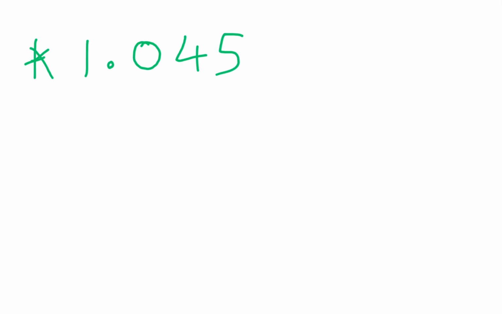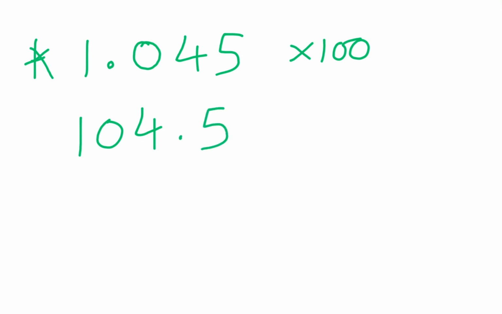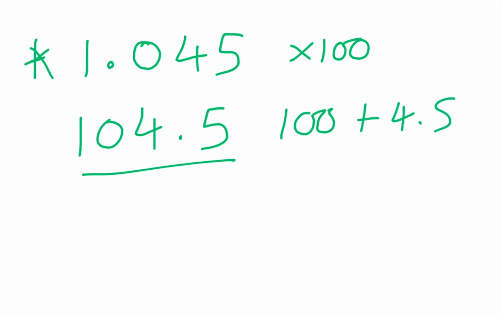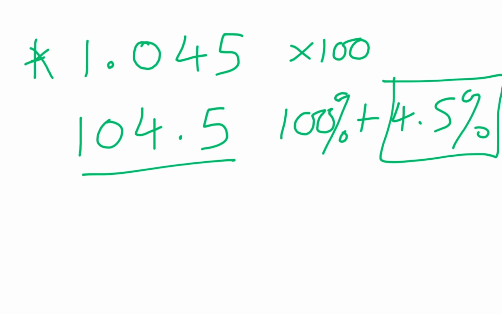Some of the more trickier ones that they like to ask is, for example, 1.045. So it gets a bit more interesting here. Again, if you multiply by 100, you get 104.5, which means it's made up of 100 plus 4.5. So therefore, 100% plus 4.5% is made up of 4.5% increase. So whenever you see a multiplier, you are expected to know what the percentage is.